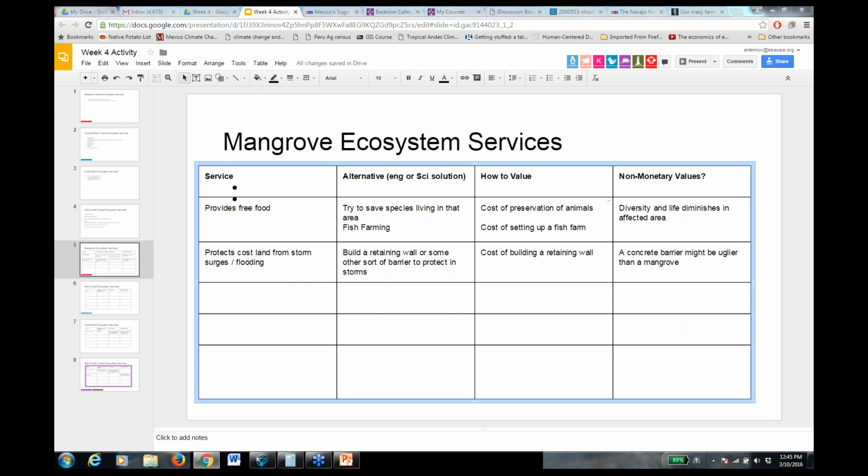Another one on the same topic is that a mangrove can protect the land from storm surges and flooding. An alternative, if we got rid of mangroves, would be to build some sort of concrete retaining wall or barrier to protect the land from storms. This one would be relatively easy to value, because you could just say what it would actually cost to build this sort of retaining wall. Non-monetary values: a concrete barrier might be uglier to look at than a mangrove. It might diminish your views, and the aesthetic value of the place where you live.